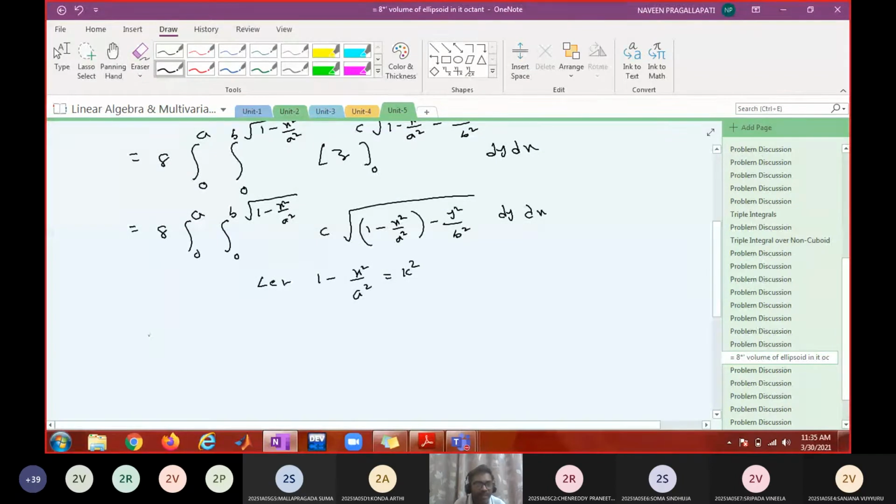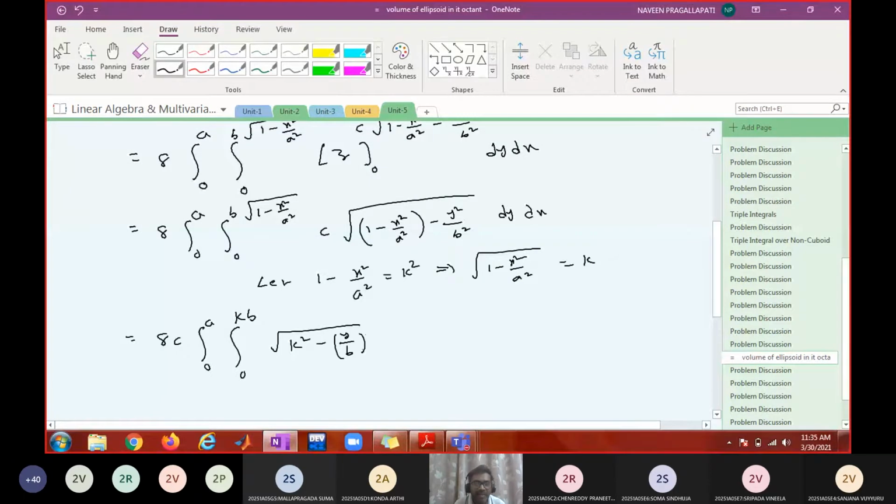So then this will be 8 times c. I am going to bring this c outside. So 8c, 0 to a, 0 to kb, because under root of 1 minus x square by a square is going to be k. So kb and root of k square minus y by b whole square dy dx. Is that fine?